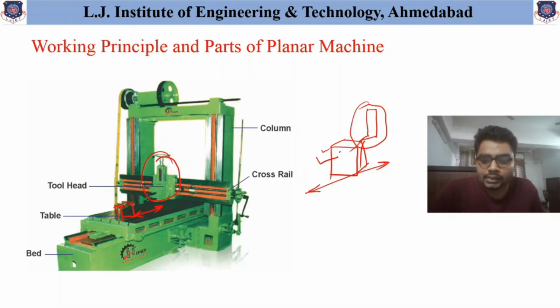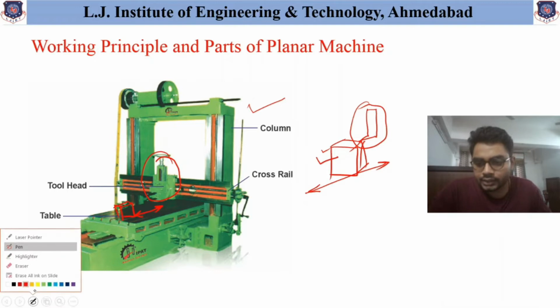This planer machine is used when the shape and size of the workpiece is comparatively larger, which cannot be accommodated in the shaper machine. In the case of the shaper machine, smaller workpieces can be handled very easily, whereas if the shape and size of the workpiece is very large and difficult to hold in the shaper machine, then the planer machine is used.